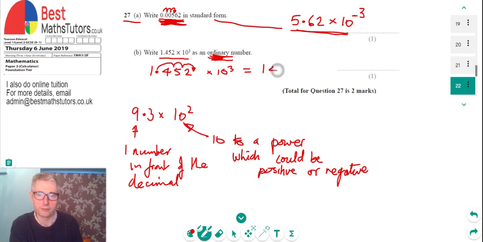So it's equal to 1452. We could write the decimal point there, but really we don't even need to do that, because when you write a number normally, say if you have the number 10, you don't call it 10.0. So we could just write for our answer 1452. And that's it. So that was converting, in the first case, from ordinary form to standard form, and in the second case, from standard form to ordinary form.